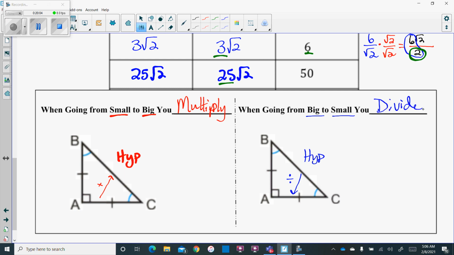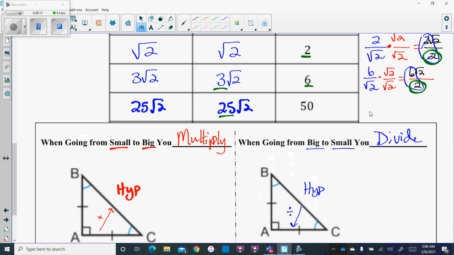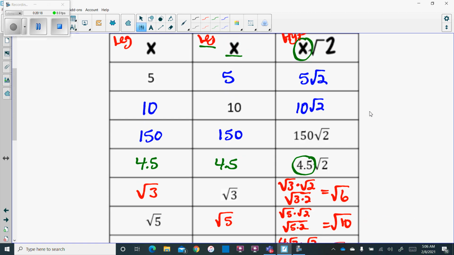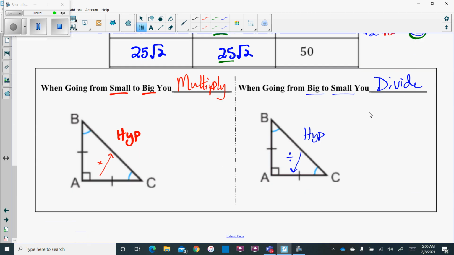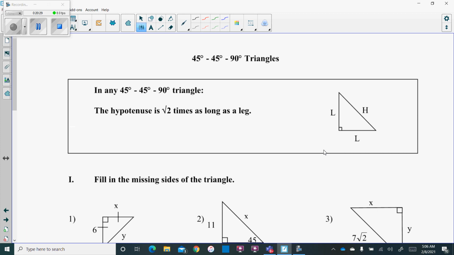So if you just remember, am I going to a bigger part from where I'm starting? Multiply. If I'm going to a smaller part from where I'm starting, you divide. Okay. So now we're going to take these relationships that we saw here and this rule, understanding if I go small to big, I multiply, if I go big to small, I divide, to apply it to actual 45, 45, 90 right triangles.